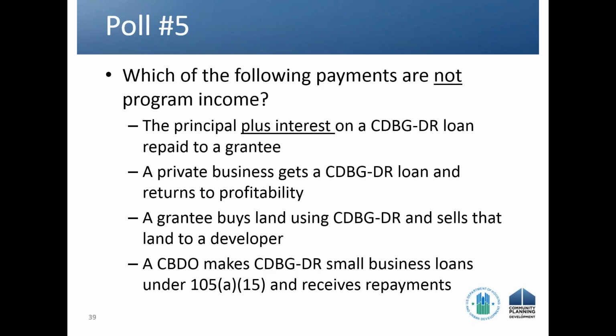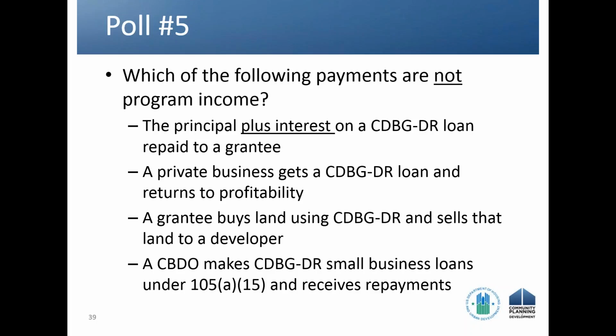The private business. So if the private business gets a loan or a grant from us, and that then enables them to get back on their feet and they start making profits because they're now healthy again, that's exactly what we want. And as long as they get to keep that money and they don't pay it back to us, then that's not program income because it's being retained by a beneficiary. Now, again, we need to look at reasonableness and make sure we haven't over-subsidized them, but in general, that's not program income.